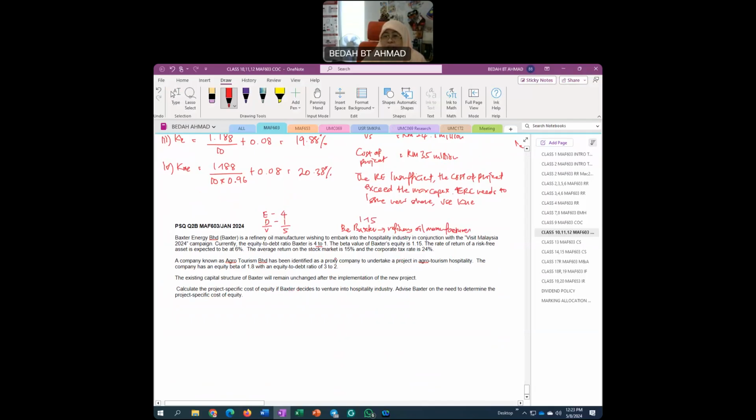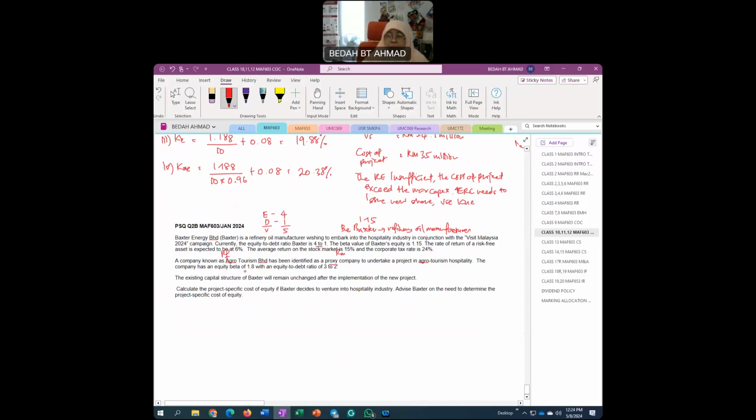Okay, the rate of return of a risk-free asset, this is the RF, and the average return on the stock market, this is RM, and this is TC, the tax rate. A company known as Agrotourism has been identified as the proxy to undertake a project in agrotourism hospitality. The company has an equity beta of 1.8.